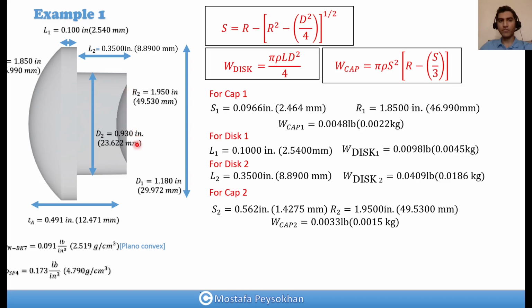For cap 2, which is this negative length, sagittal depth, again we use this equation to find the sagittal depth. R2 is known, and we can find the weight of cap 2. So we have all weights, and all weights are known. Now, based on those weights, we need to find the center of the gravity of the whole element.